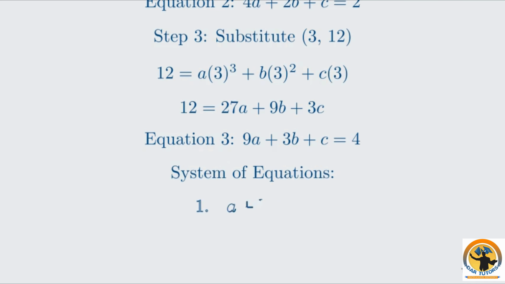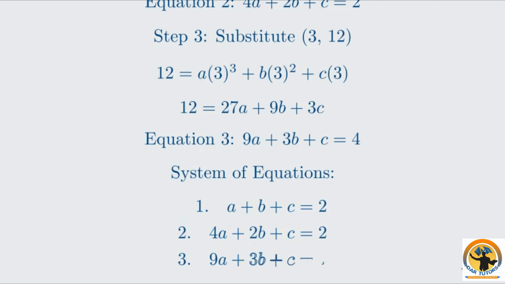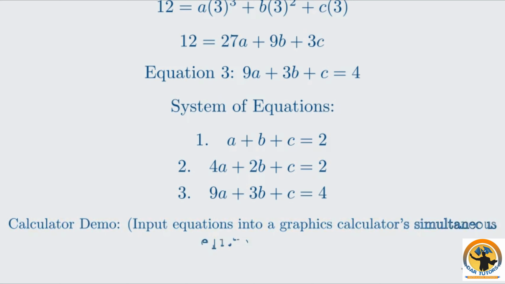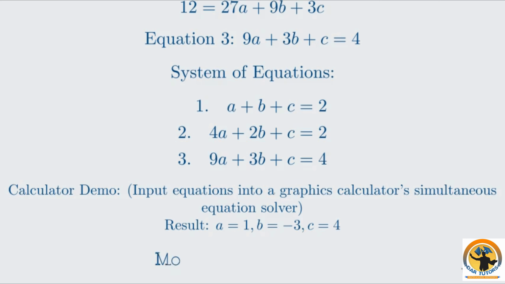Using our graphics calculator's solver function once again, we input the coefficients for each variable. The calculator solves the system for us, revealing that a = 1, b = -3, and c = 4. By substituting these values back into the general cubic form, we have successfully determined the exact cubic model that fits the data: V = t³ - 3t² + 4t.